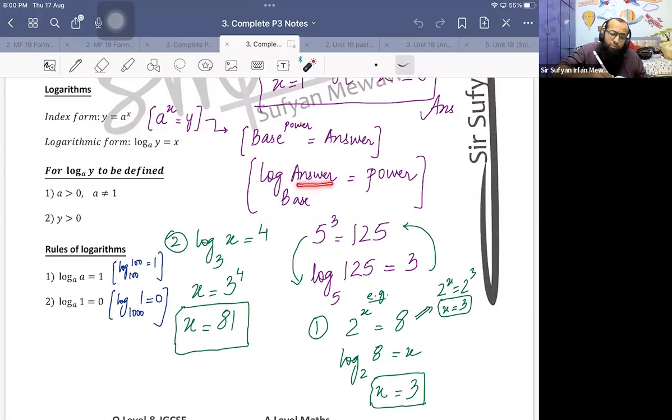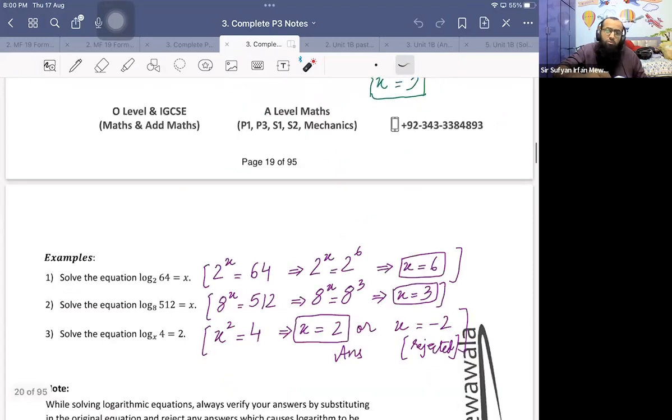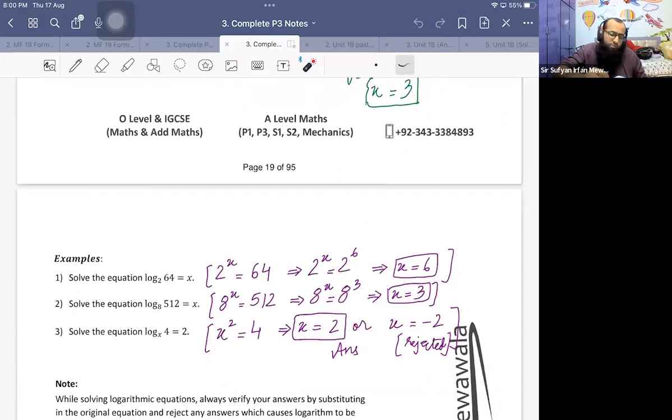Log of answer with a base is equals to power. And keeping this in mind, we learned how to convert from index form to log form and how to convert from log form to index form. And this is something really important because this is something that you are going to see in future as well, inshallah, in integration questions and differential equations questions.